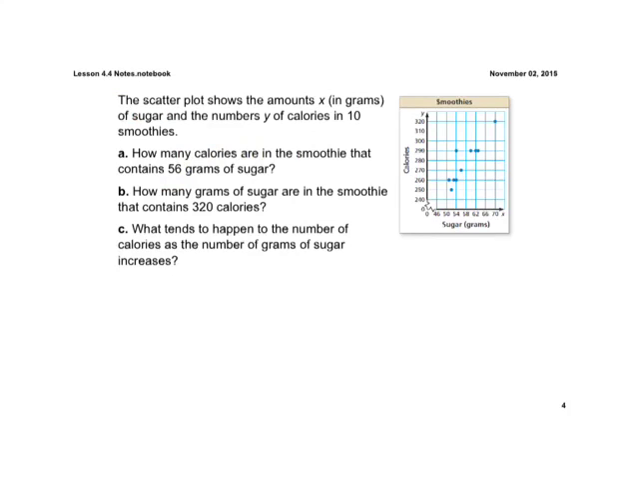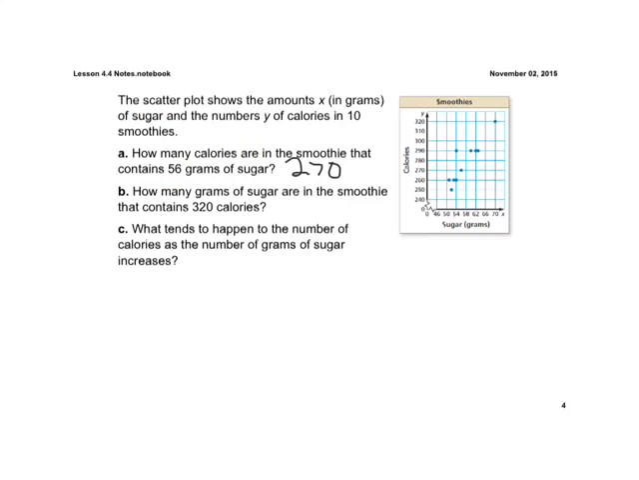So this first one says a scatter plot shows the amount x in grams of sugar. So the x-axis shows sugar, the y-axis shows calories, in 10 smoothies. Part A says how many calories are in a smoothie that contains 56 grams of sugar. So we go to our x-axis, find 56, trace it up, then trace it over to the y-axis, and we see the 270 there. So there are 270 calories with 56 grams of sugar.